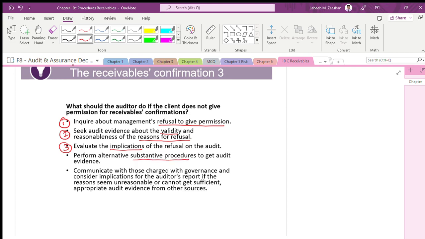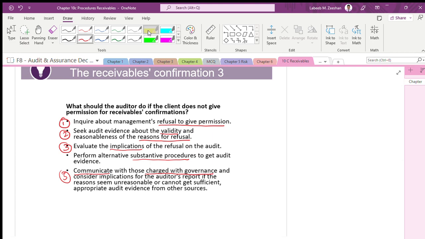Is there any other options? You have to write this much. First, what you have to do? You have to inquire with the management why the permission is not given. You should know the validity, the reasons for not giving permission. You have to say what the implications are. The fourth one is what the alternatives are. The fifth one says to communicate. You have to make sure that it's communicated to those charged with governance, basically the board of directors.